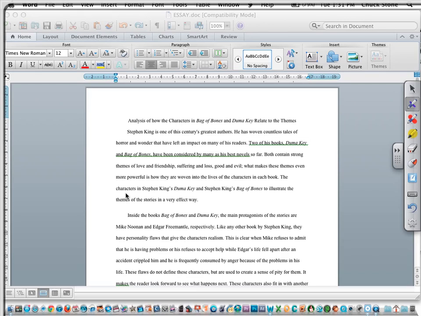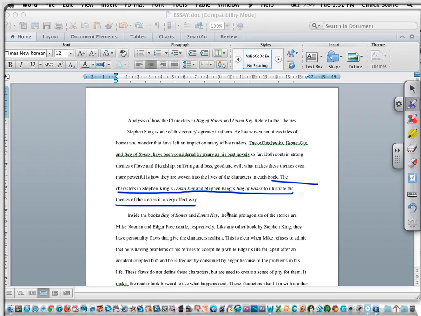The characters in Stephen King's Dolores Claiborne and Stephen King's Bag of Bones illustrate the themes of the stories in a very effective way. Now, I don't have to tell you that that is a real problem. That's his thesis statement. Take a look again: the characters in Stephen King's Dolores Claiborne and Stephen King's Bag of Bones. He doesn't need to say Stephen King two times there. Eliminate unnecessary words. He should have said: the characters in Stephen King's Dolores Claiborne and Bag of Bones illustrate the themes of the stories in a very effective way.